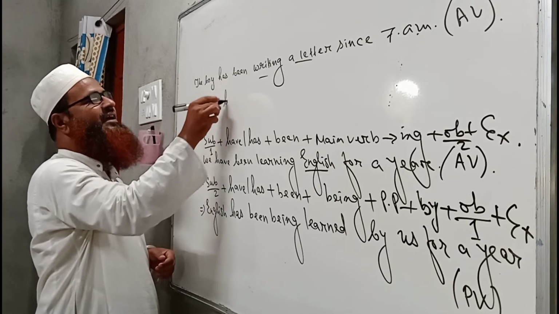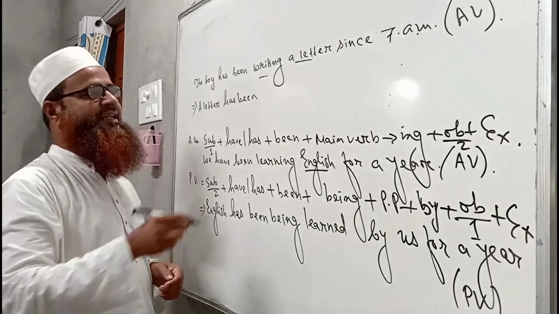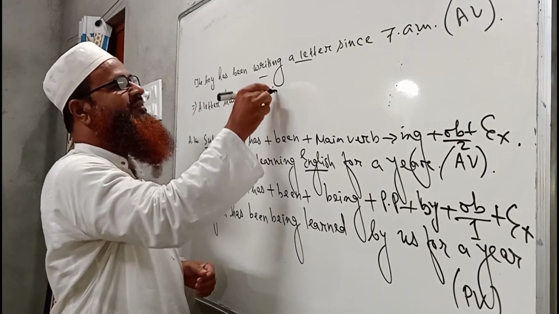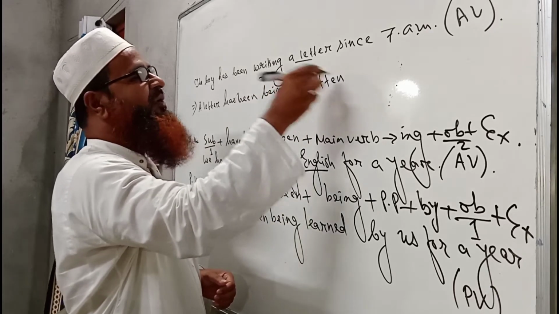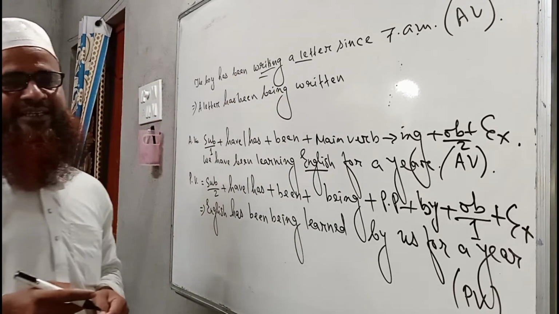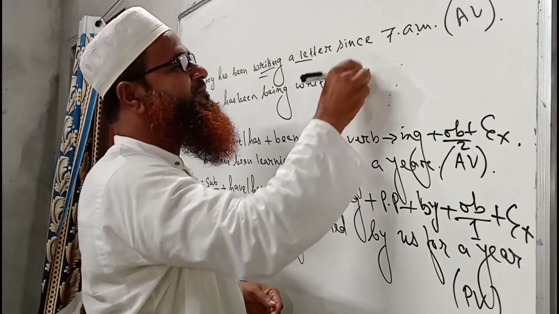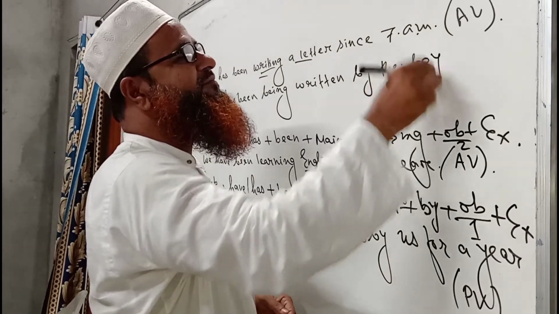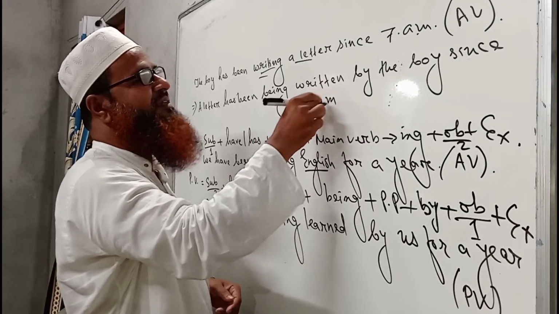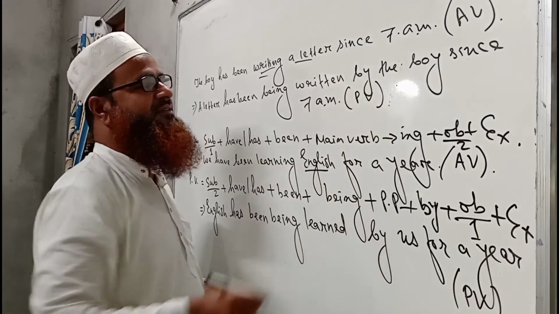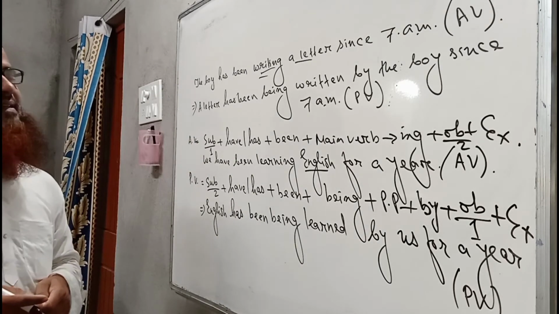A letter has been, again, as the verb is with ing, that is why being will come here. A letter has been being. Then we have to use the past participle form of the main verb, that is write, written. So, a letter has been written by the boy since 7 a.m. This will be the passive voice of the sentence: The boy has been writing a letter since 7 a.m.